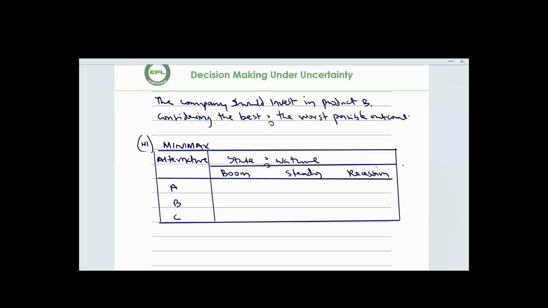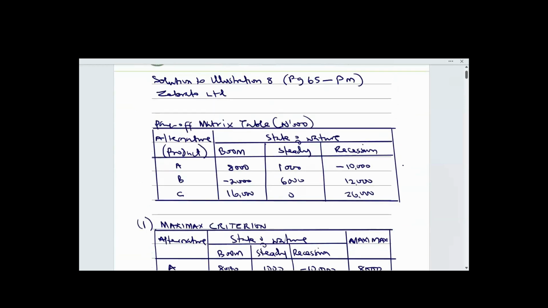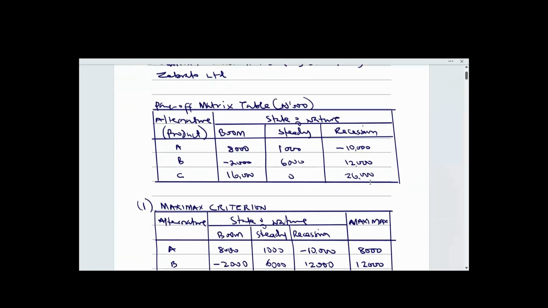All right. Now, the rule says that you should identify the highest figure in each column. So I will then go back to the payoff table. From the payoff table, the highest figure in the first column is 16,000. You know, we restricted our number to thousands. So in the second column, the highest figure is 6,000. In the third column under recession, highest figure is 26,000.